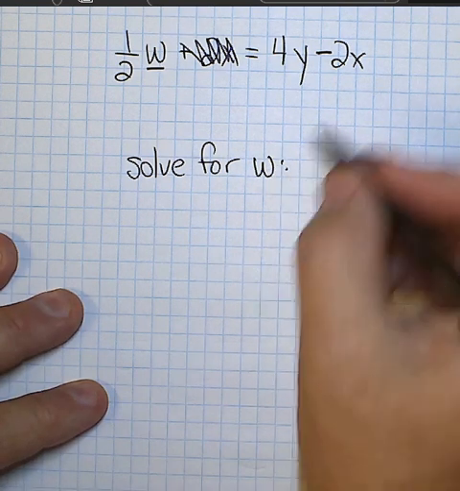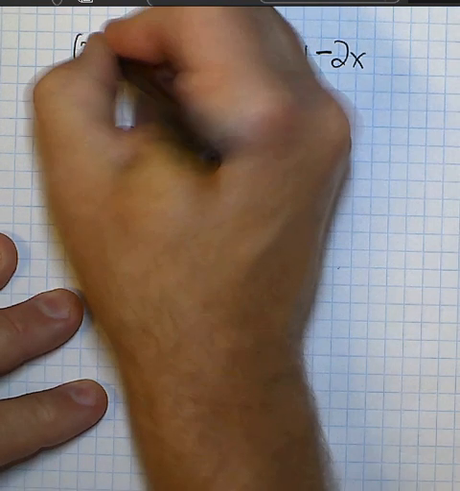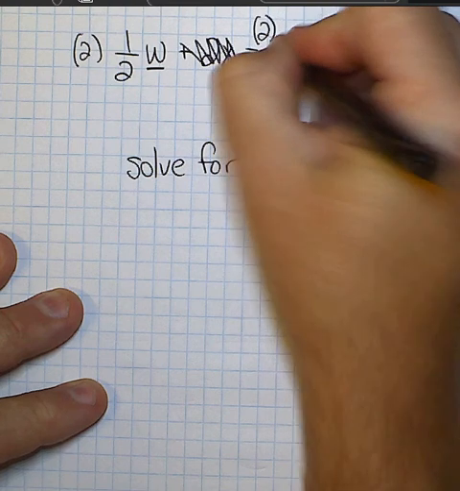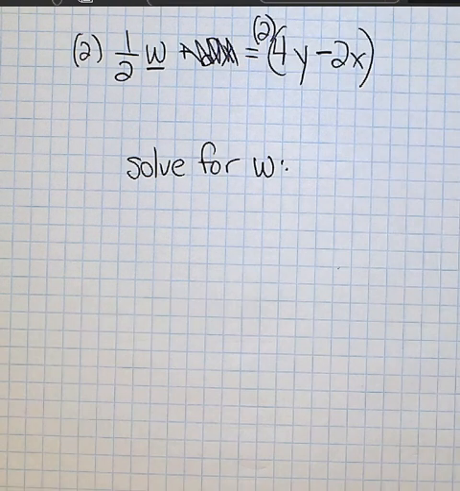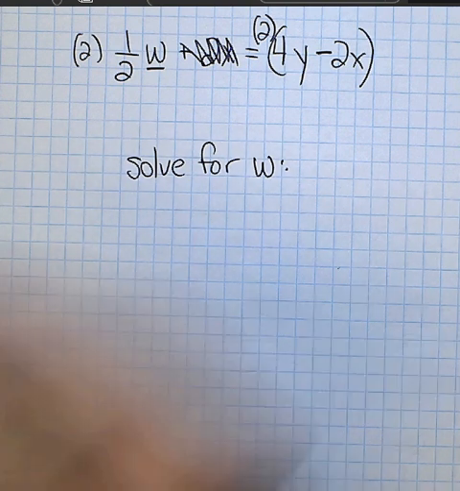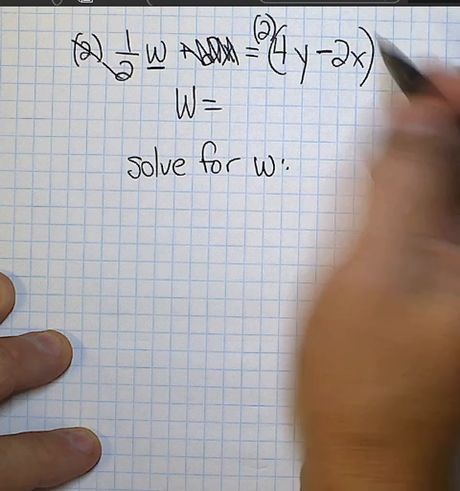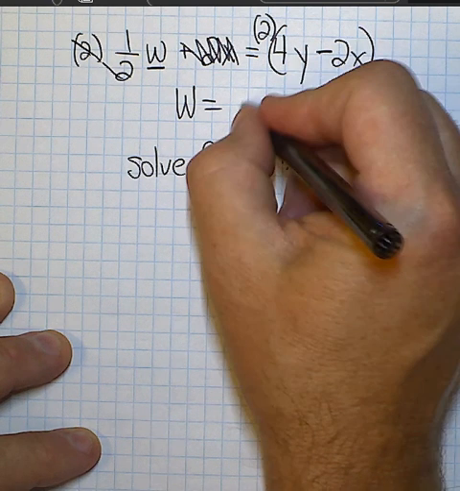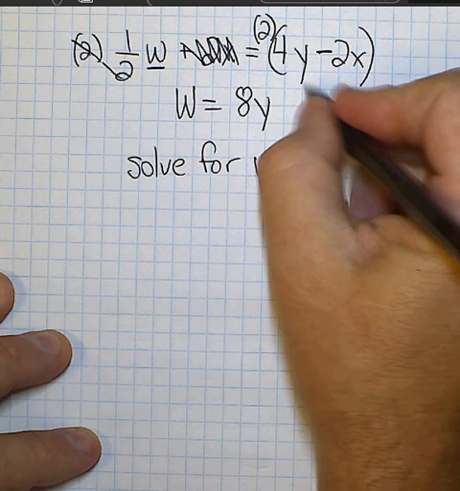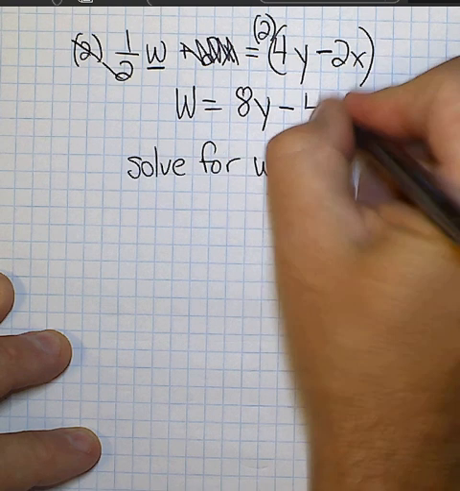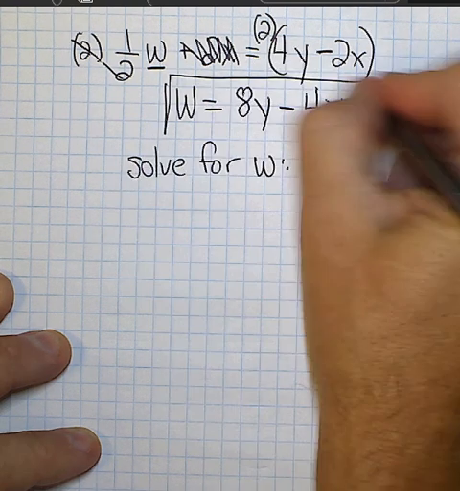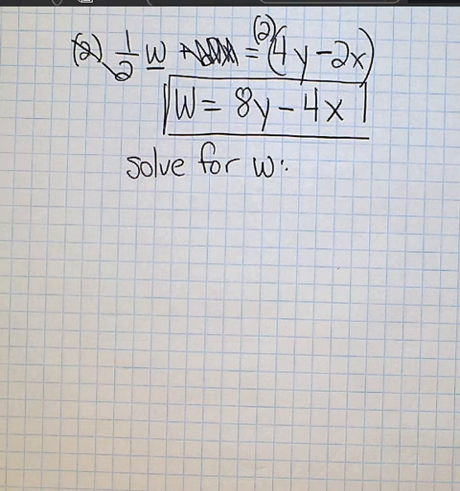So what I'm going to do is I'm going to multiply this side by 2, and I'm going to multiply this entire side now by 2. That's what's important here, because you have an entire side over there you get to multiply by 2. These will cancel. There's my w equals. And now when I multiply the other side by 2, I have to distribute the 2 through. I get 2 times 4y is 8y, minus 2 times x, which is 4x. There is my solution.